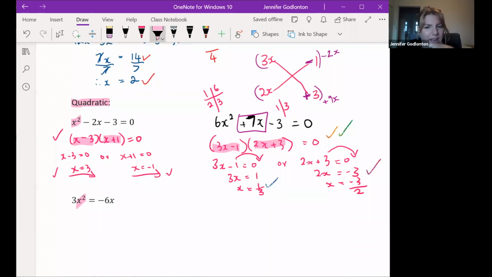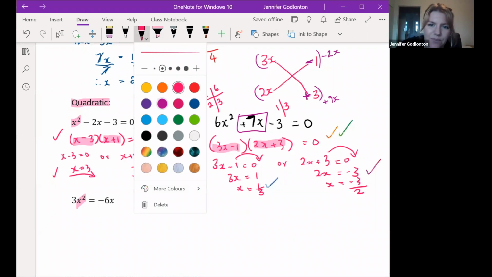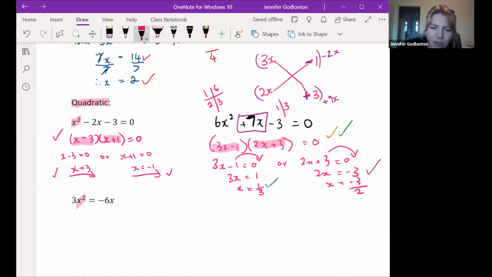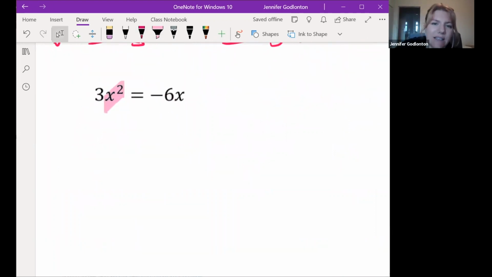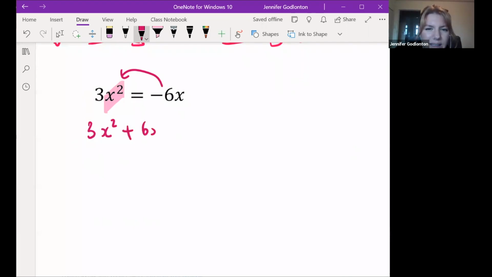Okay, don't panic. I promise I'll talk you through how we factorize here. Okay, let's go through this step by step. First thing we want to do is we want to move everything to one side to make it equal to 0. So we need to move this over. So we're going to have the 3x squared plus 6x is equal to 0. Okay, that's our first step with quadratics.